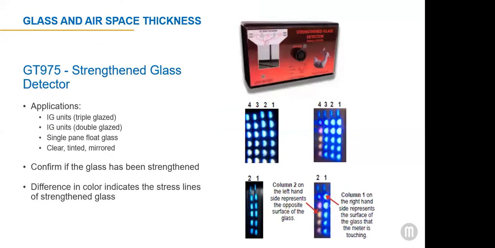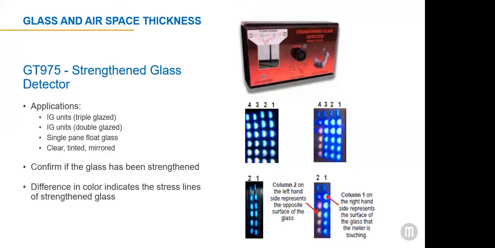The strengthened glass detector allows you to confirm if the glass has been strengthened. The detector can test single or multiple panes of glass all at once from either side of the window. As a bonus, the detector can even identify the thickness of the first pane of glass. To use, slide the meter across the glass and watch the reflections from the glass head on.